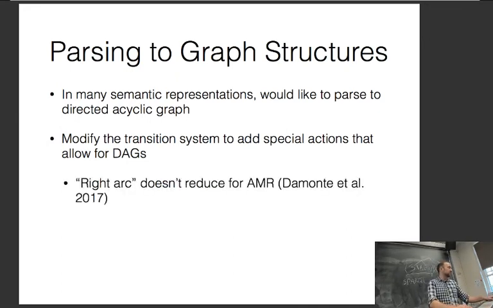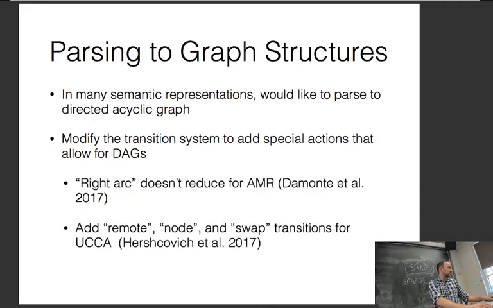A couple of examples of this are basically creating an AMR parser where when you do right arc, it doesn't reduce. It doesn't delete the word from the top of the stack. And by doing this, you can create links to the same word over and over again. Another example is for UCCA, adding some special transitions, and I'll give an example of this later.